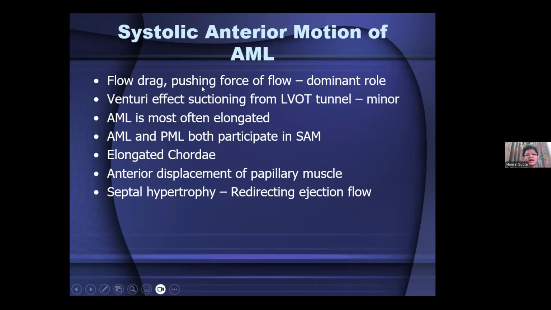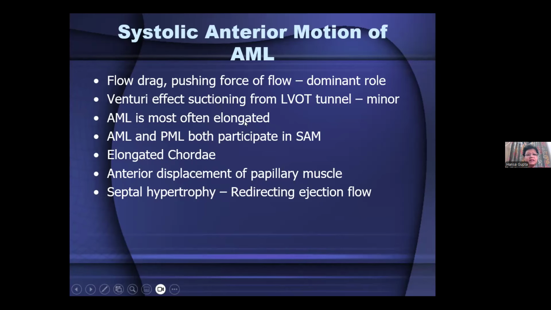Understand one thing, that there are a lot of problems with the anatomy and the geometry of the LV in patients with HCM. The papillary muscles, the chordae, and everything are not normally placed. So when the ejection flow takes place in systole, the flow falls on the mitral leaflets and drags them forward towards the septum. The septum is anyway elongated, thickened, hypertrophied, and so all this leads to SAM.